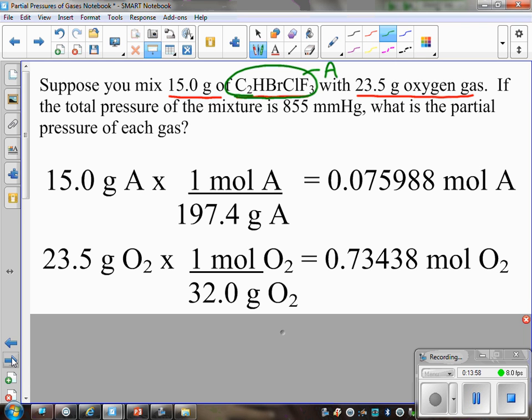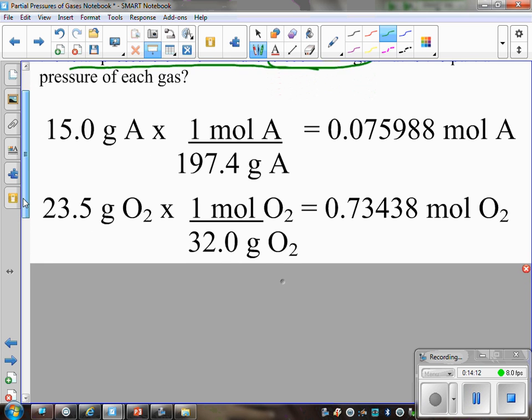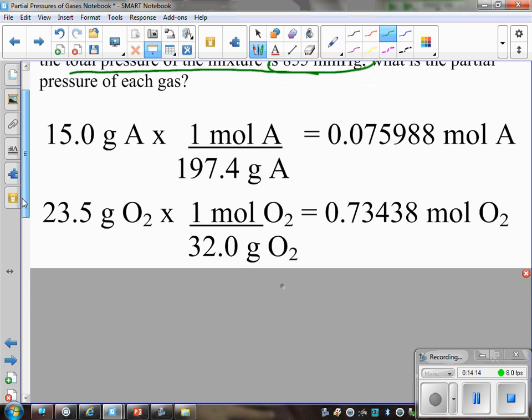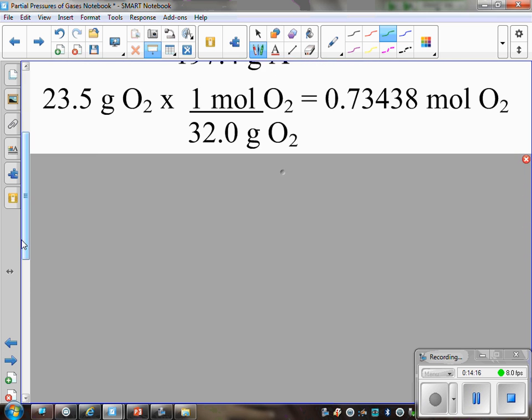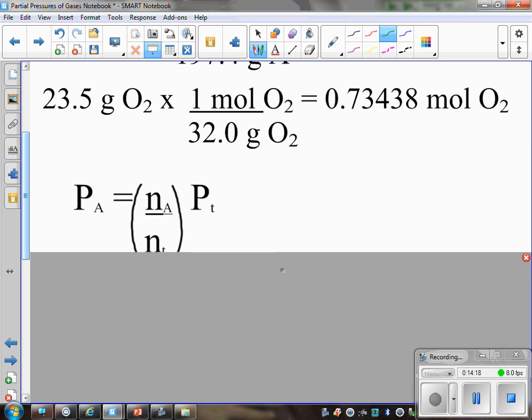So we have both of our mole values that we need. And in the problem, they had told us right here, the total pressure was 855. Now, because there's no R in this equation, we don't have to be in ATM. We can be in whatever pressure unit we want. So we're going to go ahead and leave it in millimeters of mercury just to not do an extra conversion because it doesn't specify what it needs to be in. So next step is going to be to write out our equation.